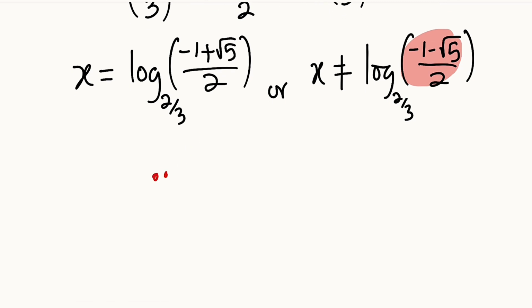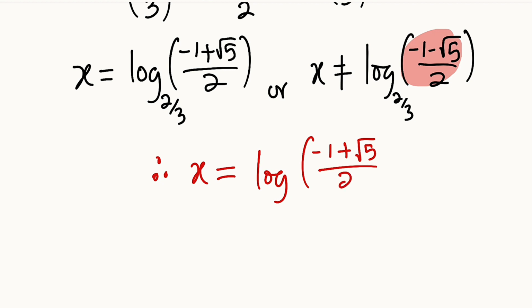Finally, we say that x is equal to the logarithm of negative 1 plus square root of 5 divided by 2 base of 2 over 3. This is the most accurate value of x. But if you like, you can use your calculator, simplify to obtain an approximate result. And let us do that.